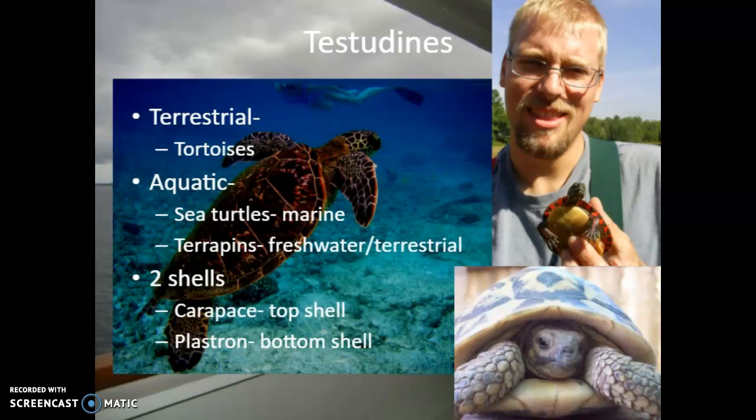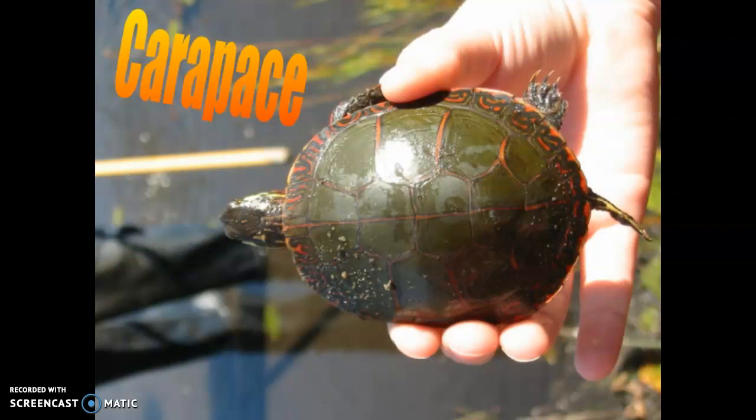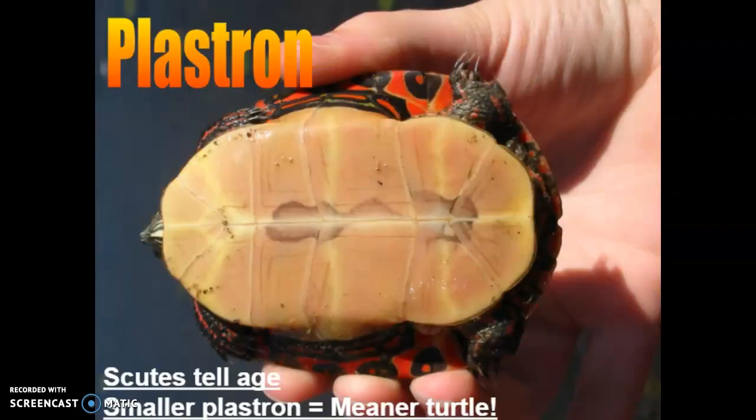Turtles have two shells. The carapace is the top shell, and the plastron is the bottom shell. And they are part of their skeletal system. A turtle cannot come out of its shell. So here's the carapace of a painted turtle and the plastron of the same painted turtle.